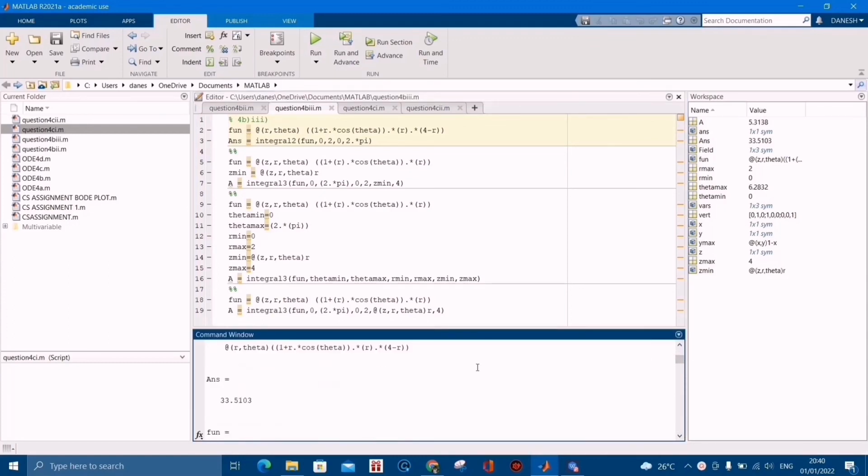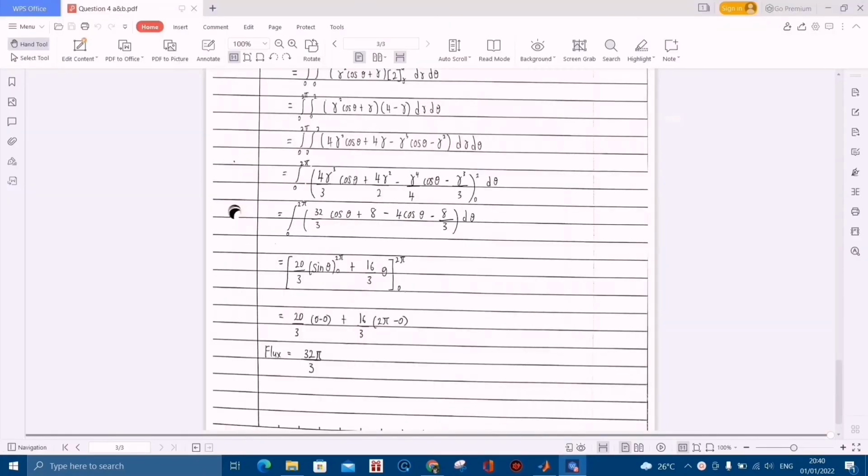So the answer will be 33.5103, which is also the same as our manual solution, which is 32π/3. If we convert this into a number form, the answer will be the same.